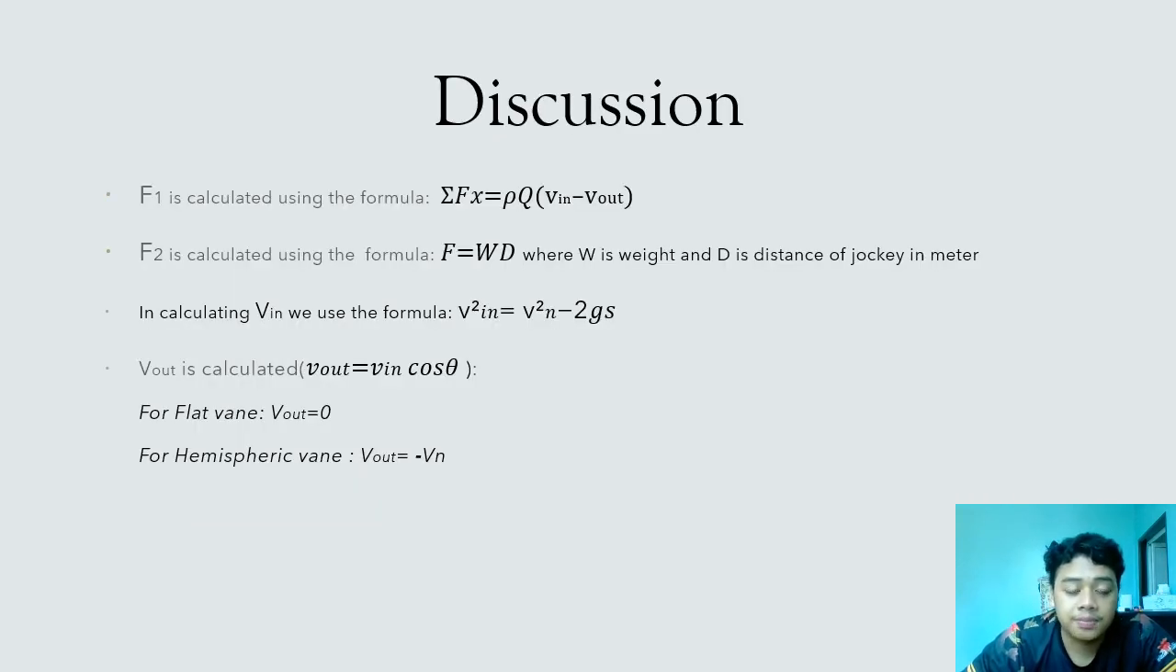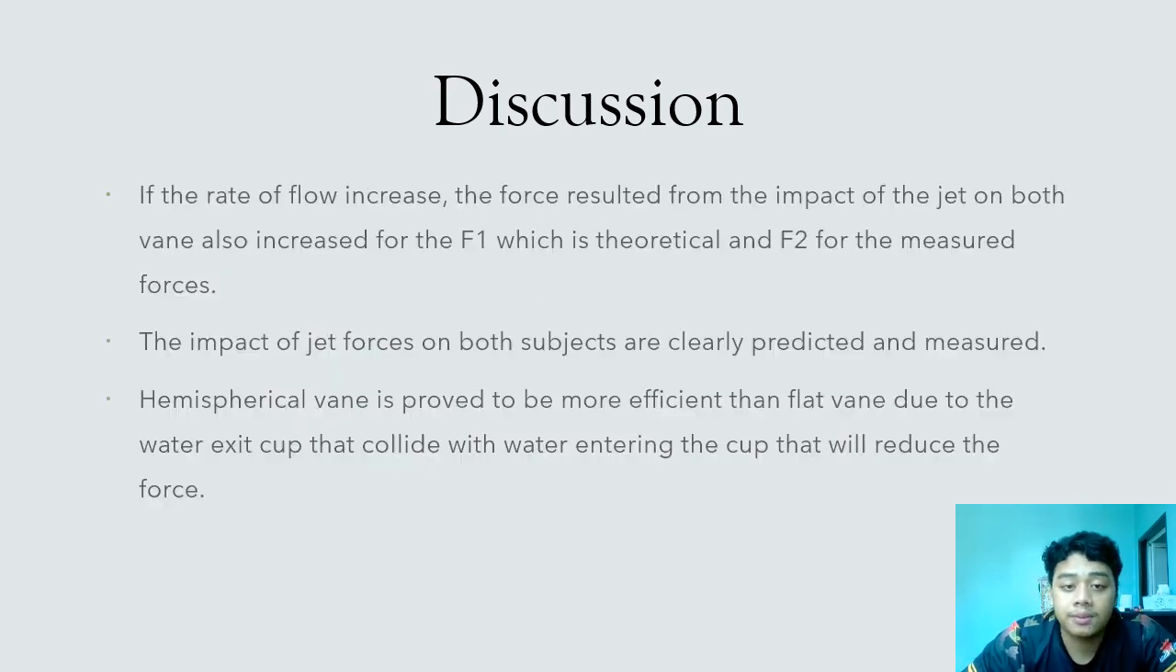So the discussion. F1 is calculated using the formula summation of Fx equals rho Q (V in minus V out). We calculate F2 using the formula F equals Wd, where W is weight and d is the distance of the jockey in meters. In calculating V in, use the formula V in squared equals V n squared minus 2gs. V out is calculated. The basic equation for V out is V in cos theta. For the flat vane, V out equals 0, and for the hemispheric vane, V out is equal to negative V in.